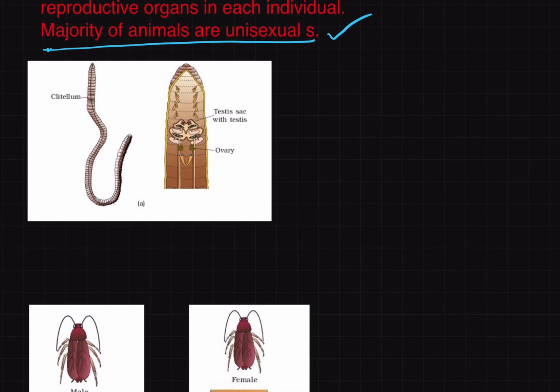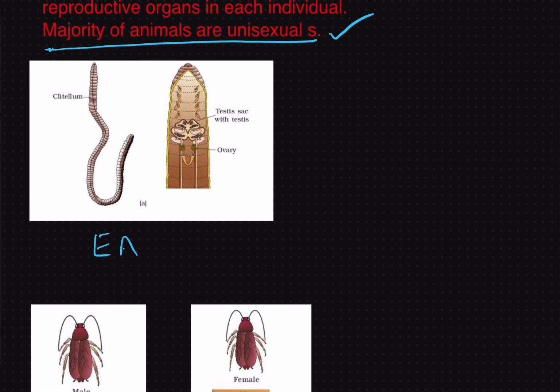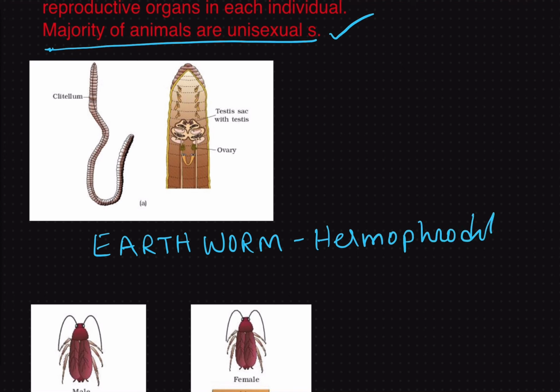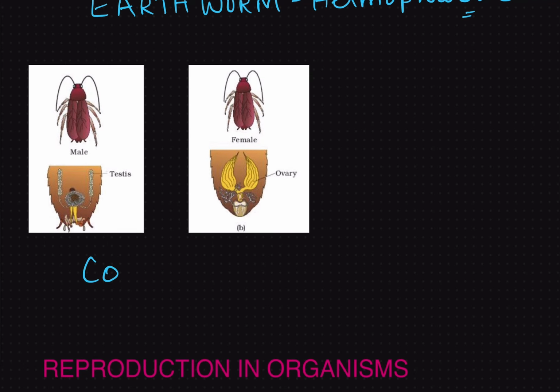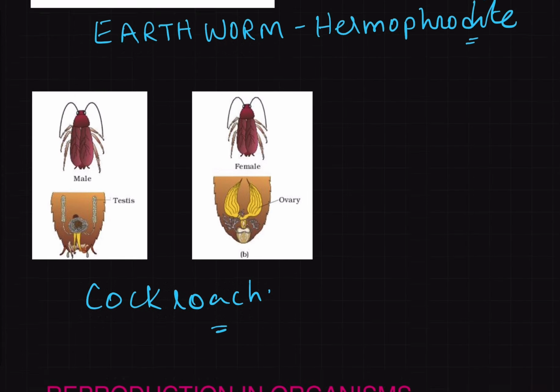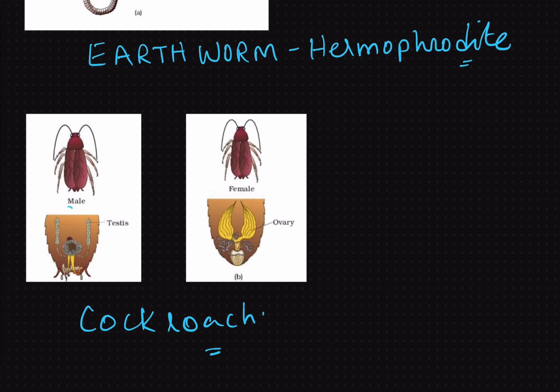Now, let us have a look at the NCERT images. This is the example of an earthworm. Earthworm is known for its bisexuality, that is, the hermaphrodite condition. You have ovaries, the female reproductive structures, as well as testes, the male reproductive structures, within the same organism. The next one is an example of unisexuality, the cockroach. In cockroach, the male cockroach exclusively carries testis and the female cockroach exclusively carries the ovary. So cockroach is an example of a unisexual organism. That is all about sexuality.